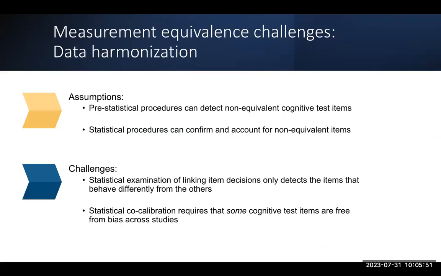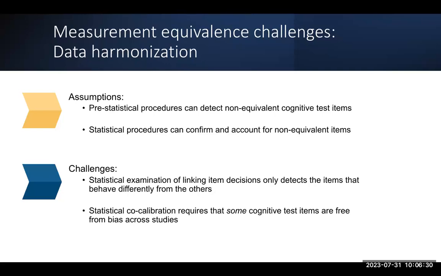So some assumptions we make with this process, right, is first that this procedure can identify items that are free from bias across studies. And we also make the assumption that our statistical procedures, those DIF detection procedures, can confirm and account for these non-equivalent items. But some of the challenges here, right, is that, first of all, our pre-statistical harmonization decisions are based on documentation that's available. And it's also based on the available evidence base, right, about how confident can we be that two items are administered the same and measuring the same construct.